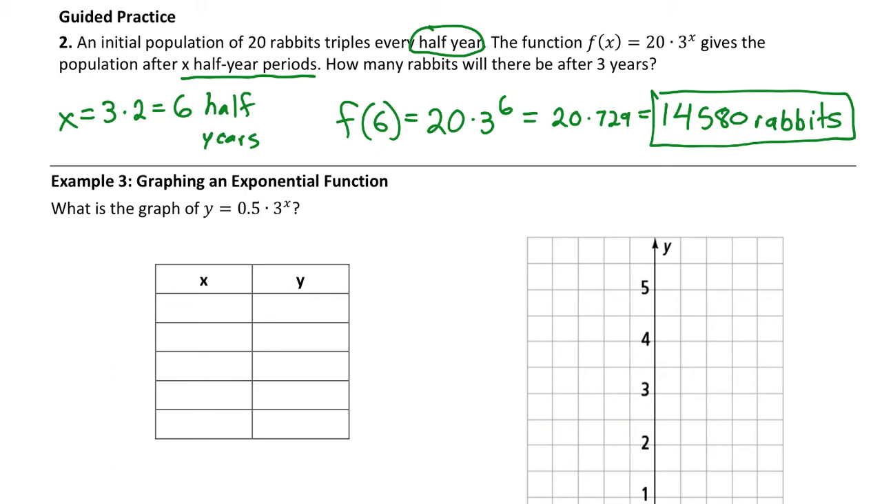The rabbits triple after every half year. So in 3 years, that's actually 6 half years. So I would do 20 times 3 to the 6th. I do 3 to the 6th first, which is 729. 729 times 20 is 14,580 rabbits. So this just shows how quickly these functions increase over a short period of time.